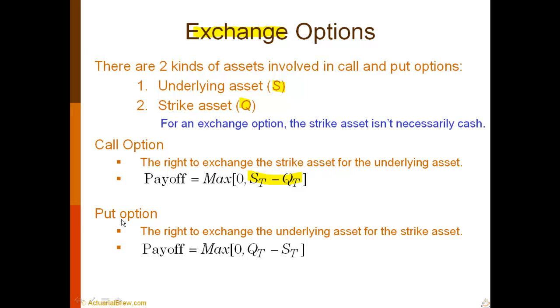Now, if we have a put option, that gives us the right to exchange the underlying asset for the strike asset. So here we would give up the underlying asset and obtain the strike asset. And this is going to have value when the strike asset has a greater value than the underlying asset. And here's the payoff function then for an exchange option that is a put option.